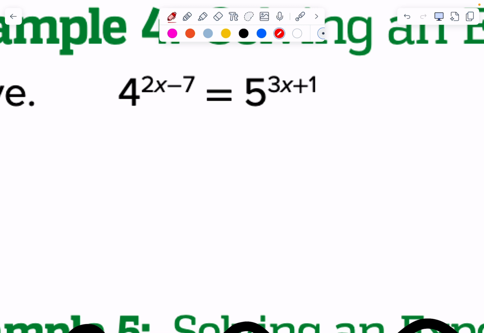Algebra. Do algebra first. Can you do any algebra? No, because the x's are trapped up there, right? Okay, so we can't do anything. So step number 1 fails.